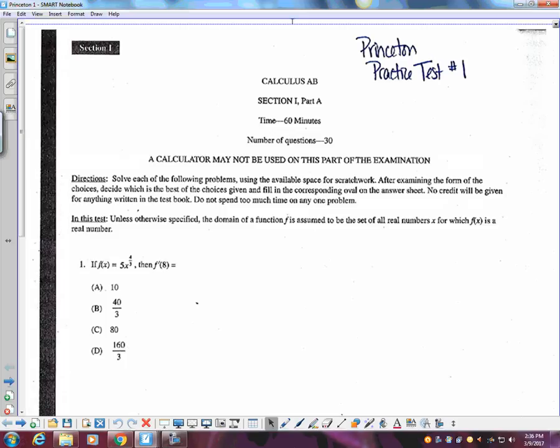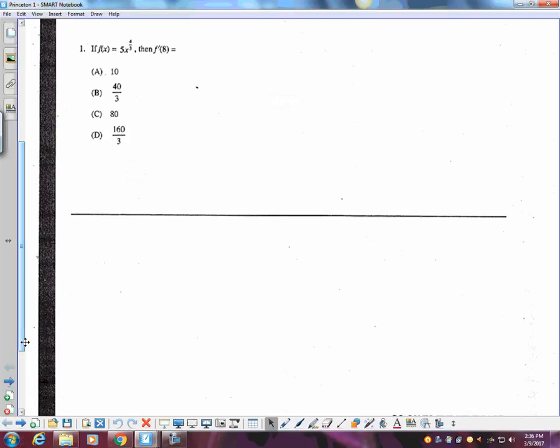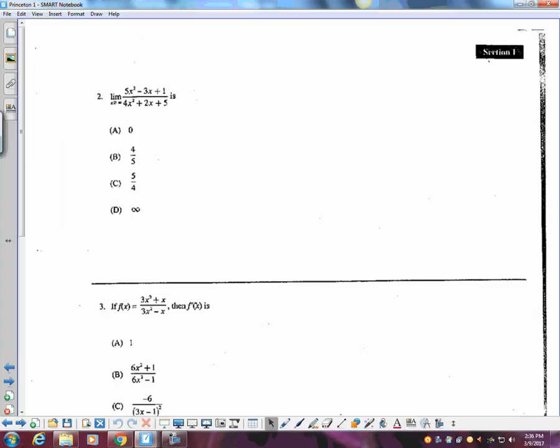Now, Princeton's work, I think, looks more like what the actual AP test is going to look like. Do you see how they're much more spread out? Okay, so number 2, what is that going to? I can't read that.